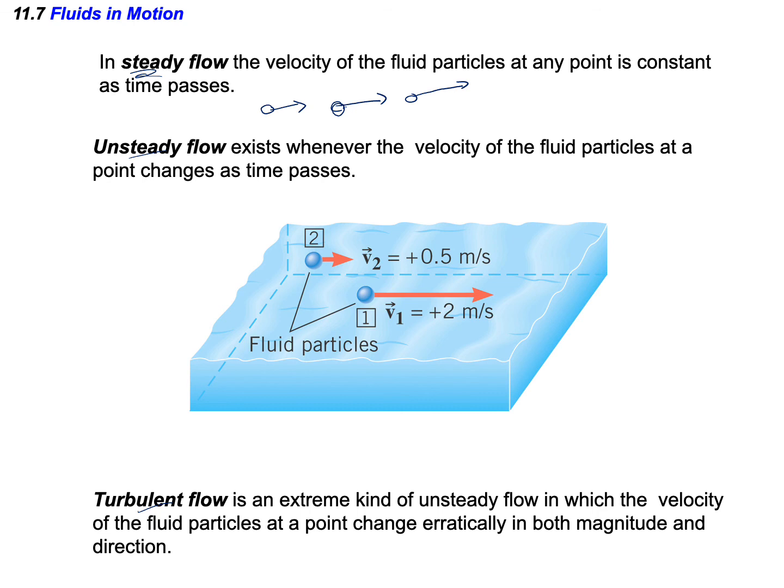Unsteady flow is if they're in the same direction, but the velocities can change, which means they have an acceleration or deceleration. So here it slows down, here it speeds up. So unsteady flow is when the velocity of fluid particles at a point changes with time. So with time, it can slow down, it can speed up, it can slow down, so then it becomes unsteady flow.